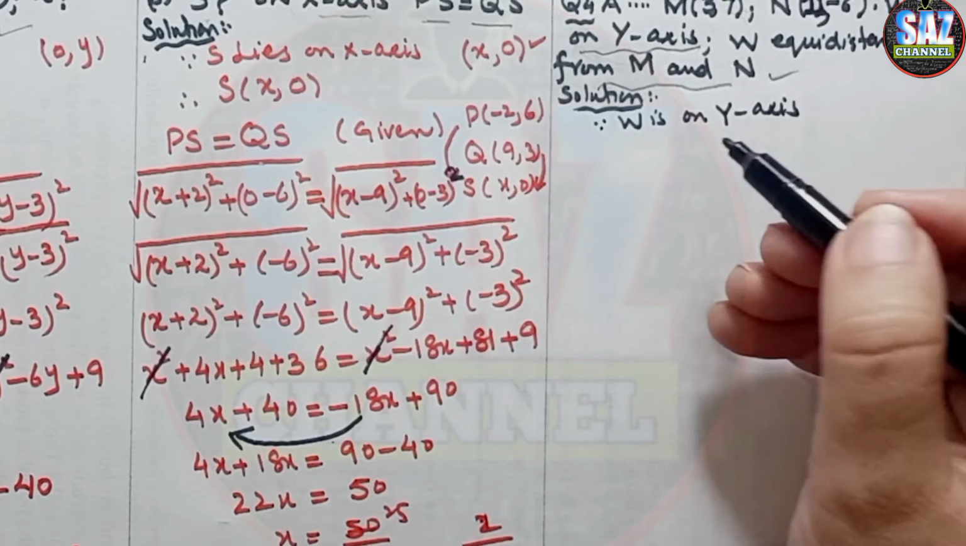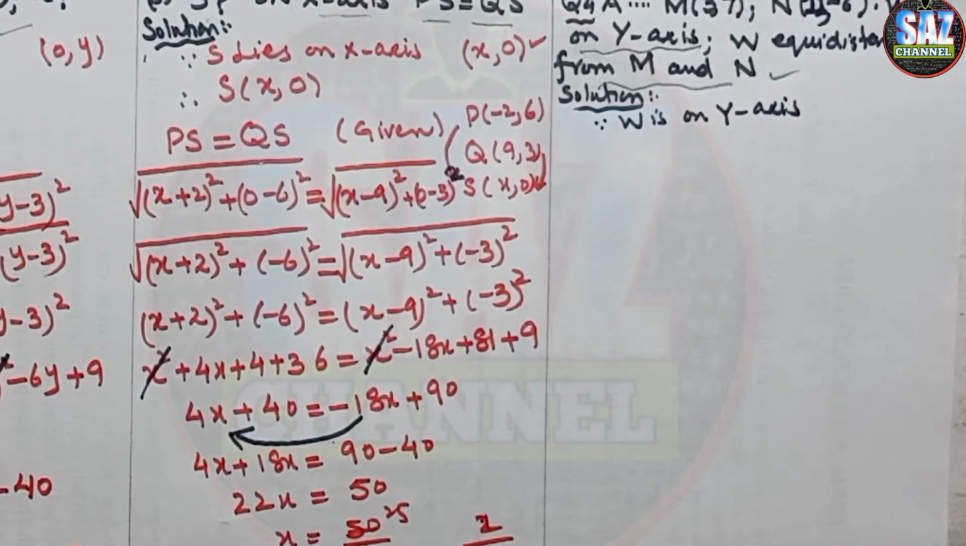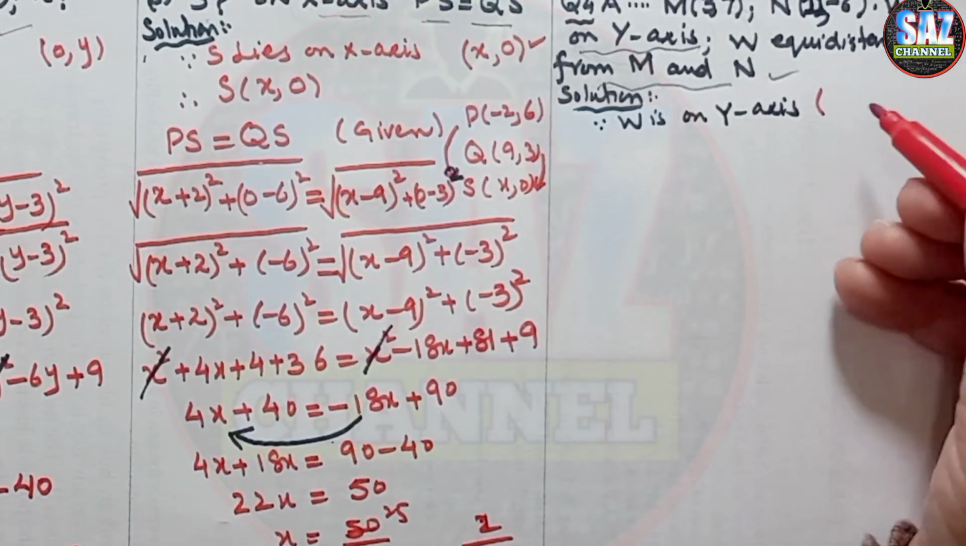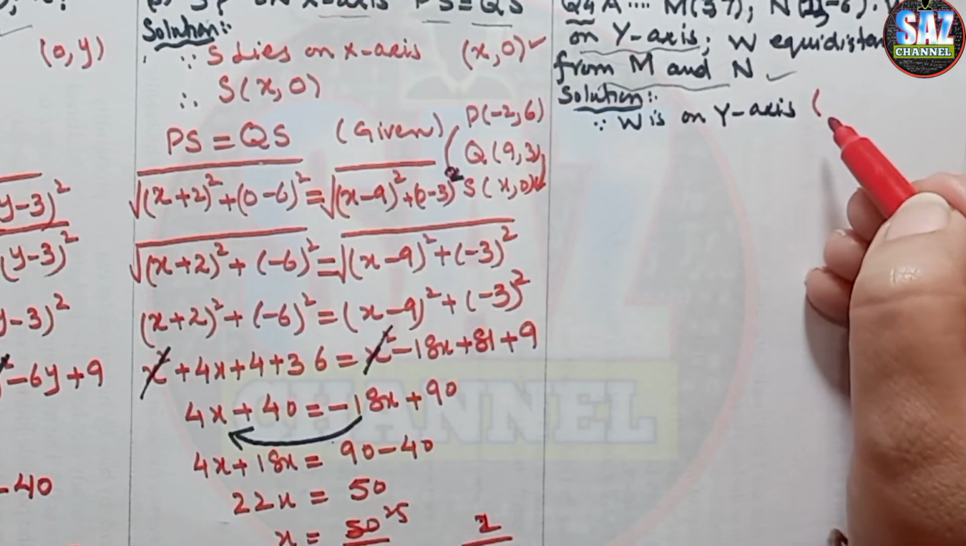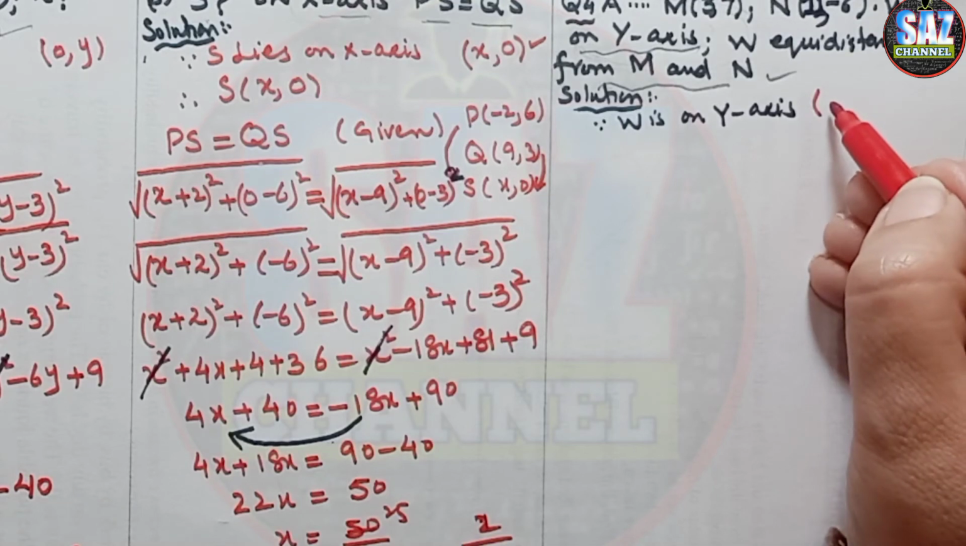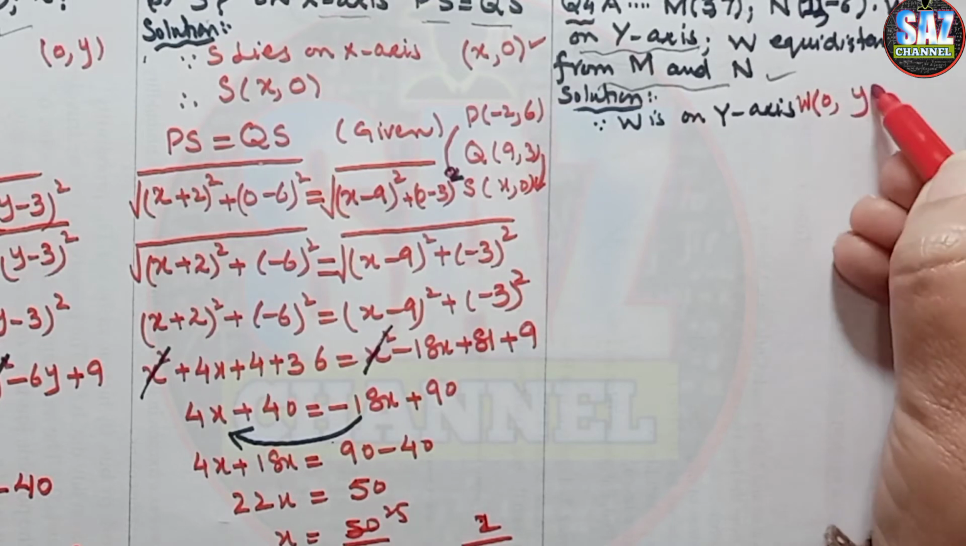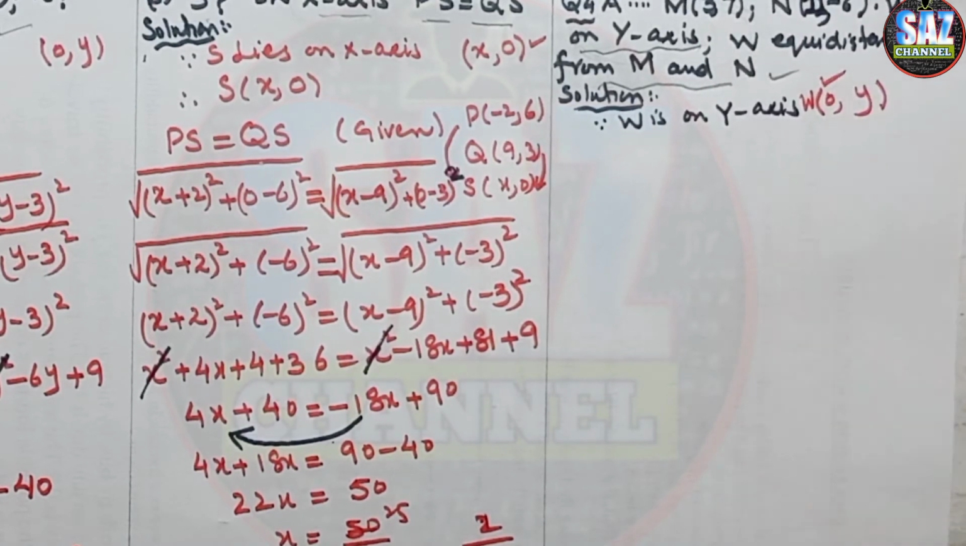Therefore, the coordinates of W will be, recall the previous lesson, and please take help from the previous question as well. W is on the y-axis, so the coordinates of W will be (0, y); its x value will be 0.